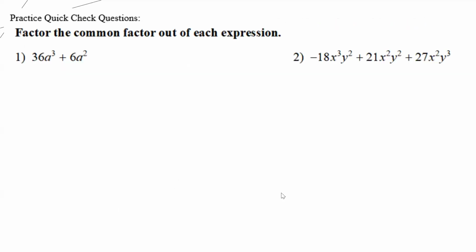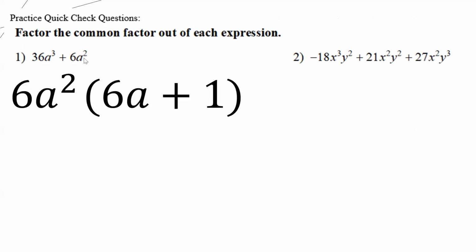Okay. All right, go ahead and do the practice quick checks. Pause the video, try those examples. Number 1 is usually what students screw up. Remember, you always divide out by 6a squared. So 6a squared divided by 6a would be a 1. You do need that 1 in there because if it's not, it is incorrect.